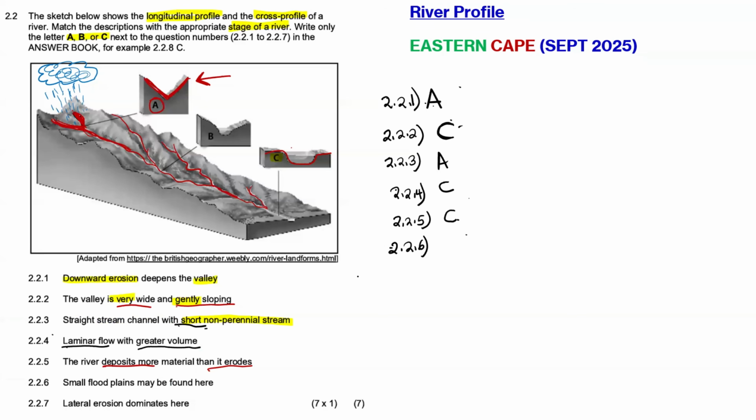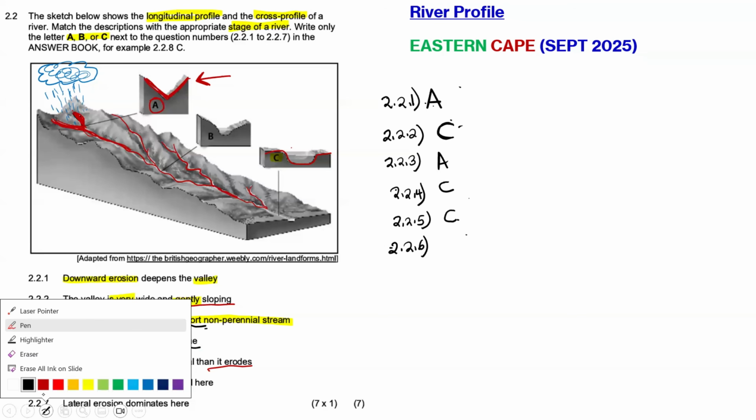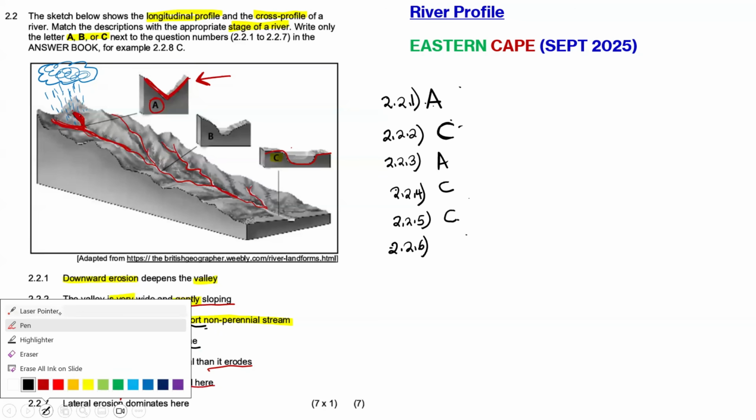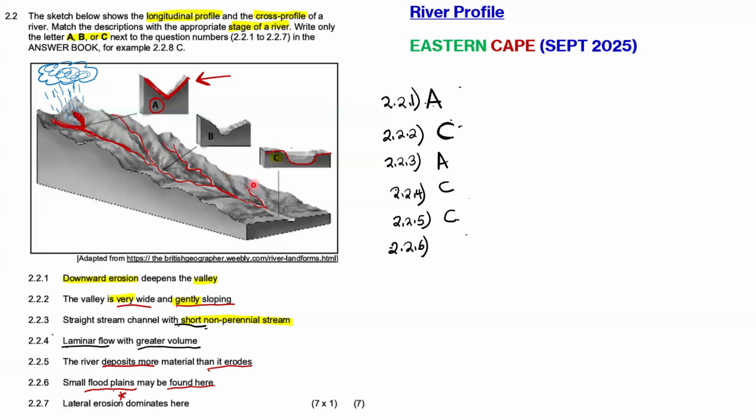All right. 2.2.6, there are small flat plains that can be found. We haven't done flat plains, but anyone who has an idea, I think I once mentioned the term flat plain. So there are small flat plains that may be found. Where can we find them? They are small. They are not so many. It's just a few of them. Anyone who thinks something? By the way, guys, a flat plain is just a flat area. It's just a flat piece of land, a wide and flat piece of land. It is usually found at the lower course.